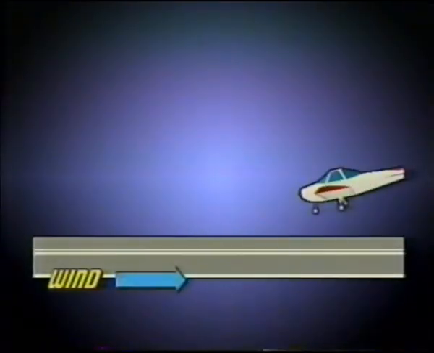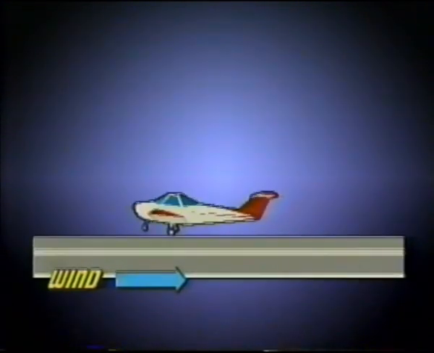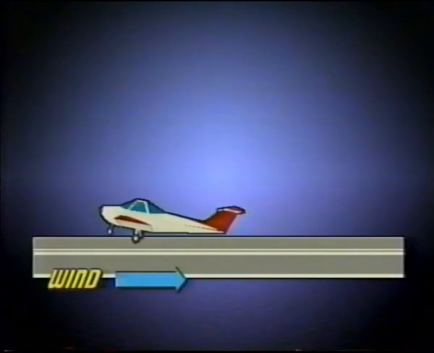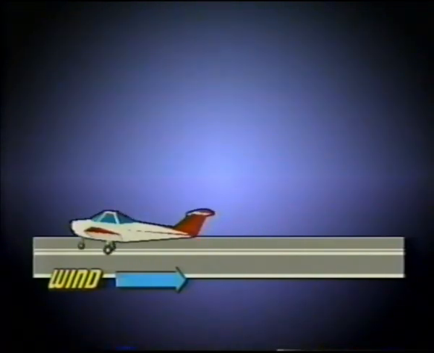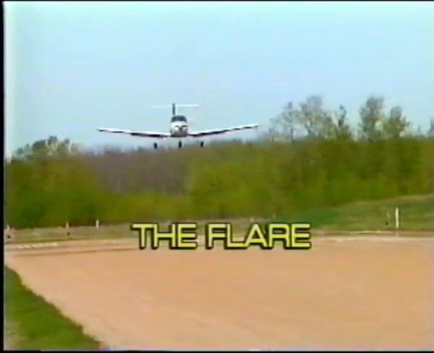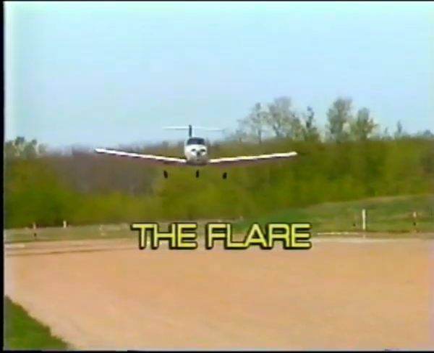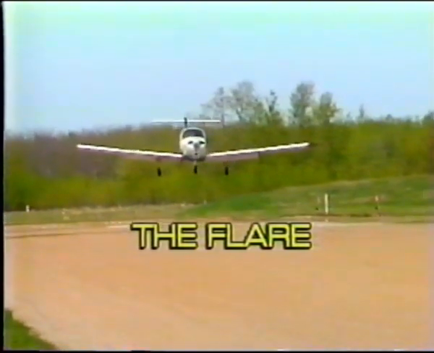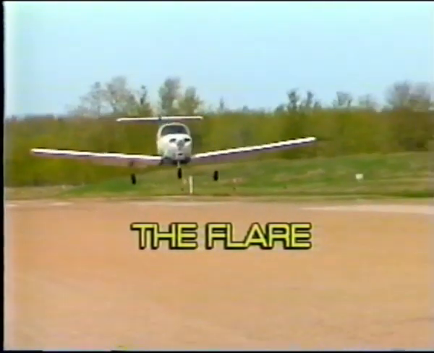A normal landing takes place against the wind. This slows the horizontal velocity of the aircraft. As you get closer to the ground, you make a slow transition from the normal glide attitude to the landing attitude. This is called the flare, or roundout, and is started about 15 to 30 feet above the ground. Once started, the flare should progress continuously until you are on the ground.